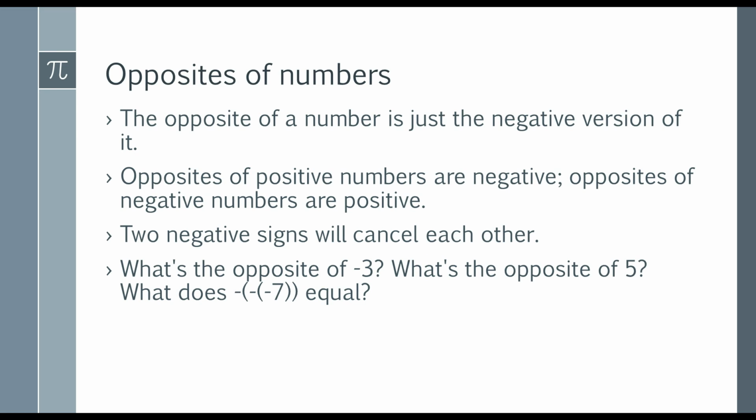What's the opposite of 5? That's just negative 5 because it's just a negative version of it. And this one's tricky. What's negative, negative 7? So as I said, two negative signs will cancel each other out. So these two will go away, and now there's just one negative sign left. And so the answer is just 7.